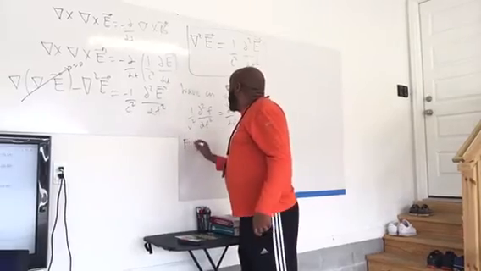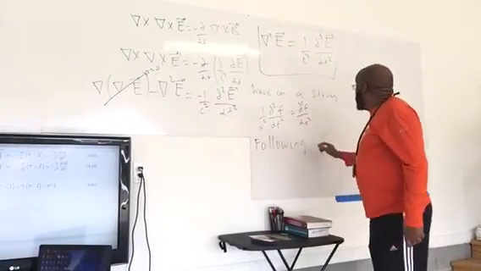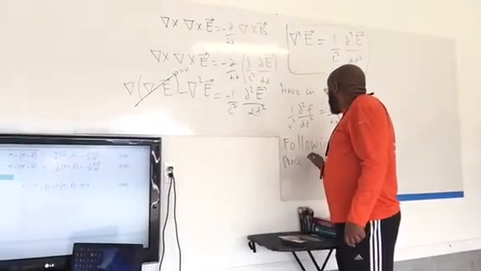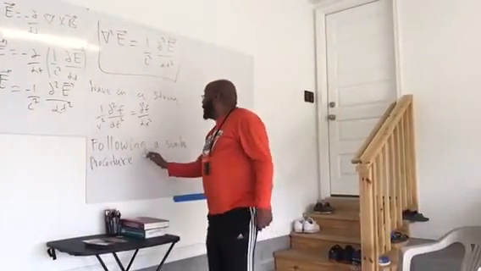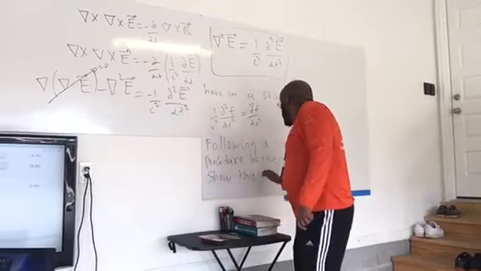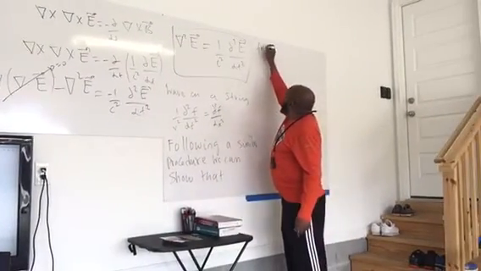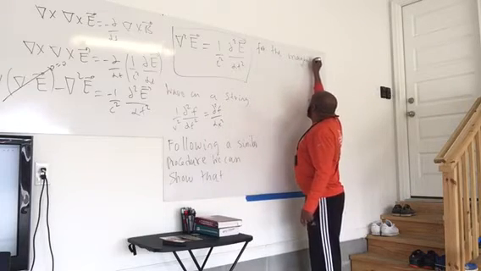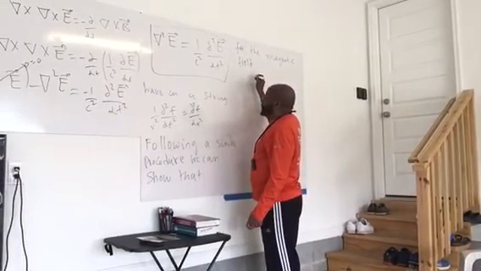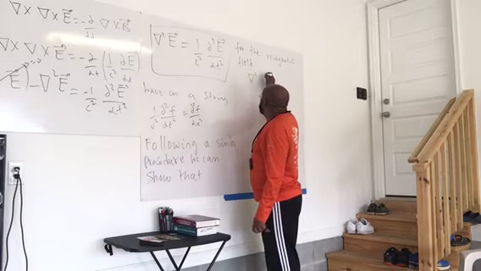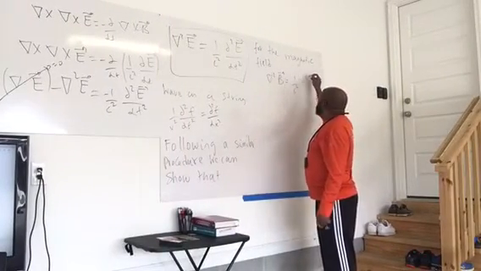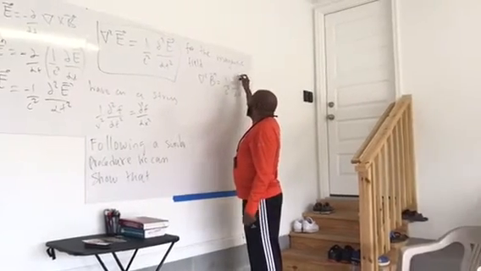Following a similar procedure, we can show that for the magnetic field, we find the Laplacian of the magnetic field B is equal to 1 over c squared d squared B by dt squared.